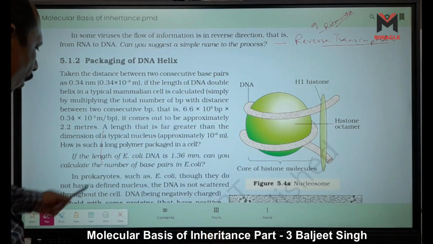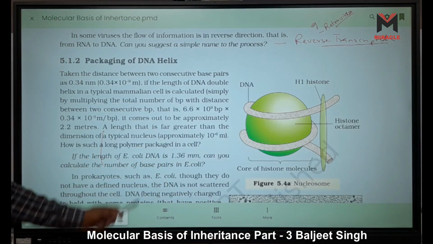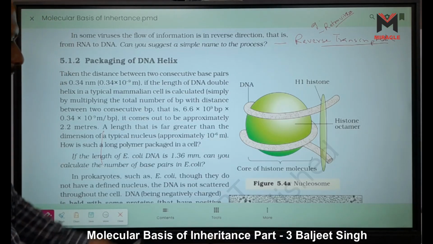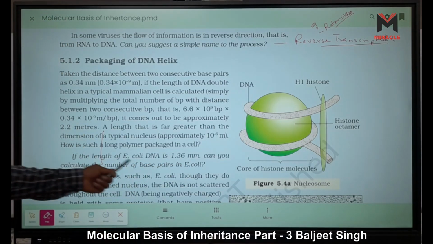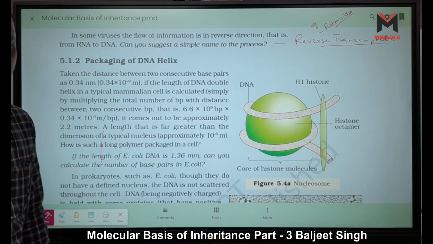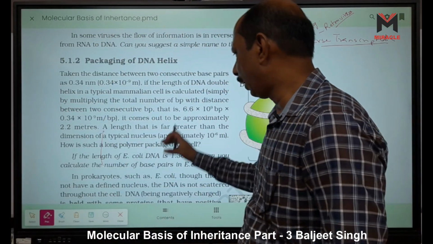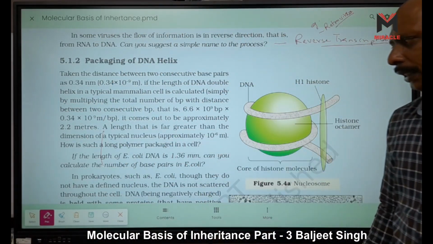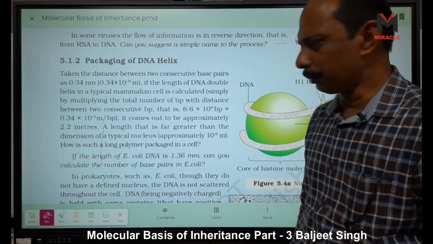If the length of E. coli DNA is 1.36 millimeter, can you calculate the number of base pairs in E. coli? Yes, we can calculate, because we have to divide it by 0.34 into 10 power minus 9 meter, right? When we divide this, we get the total number of nucleotides, the number of base pairs, we can say.